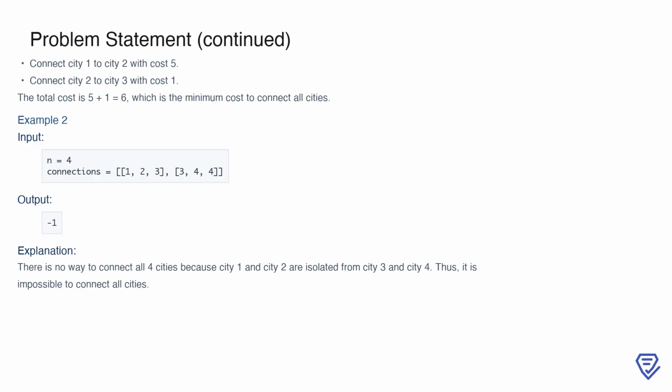Now consider a second example with 4 cities and 2 connections. Connecting city 1 to city 2 costs 3, and connecting city 3 to city 4 costs 4. Here, it is clear that no matter how we try to use the given connections, there is no way to connect all 4 cities. Specifically, cities 1 and 2 are completely isolated from cities 3 and 4. Therefore, the output in this case is -1, indicating that it is impossible to connect all the cities.